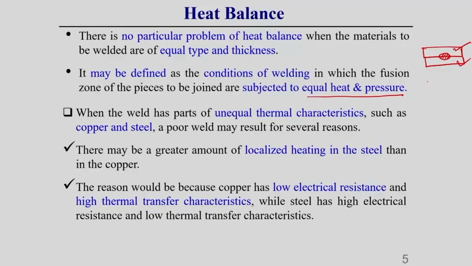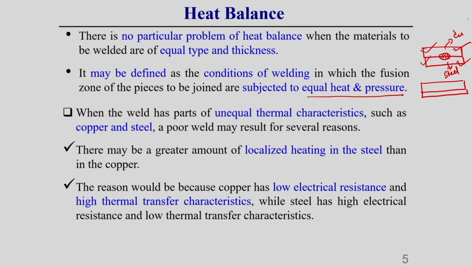But if there are two different thicknesses of plate, then there is a problem with heat balance. This you should keep in mind. Another problem can be if these two plates have the same thickness but different types of material, then there is also some problem of heat balance. That is why I have already written, when the weld has parts of unequal thermal characteristics, such as let us say one plate is copper and another plate is steel, that is, unequal thermal characteristics, correct?